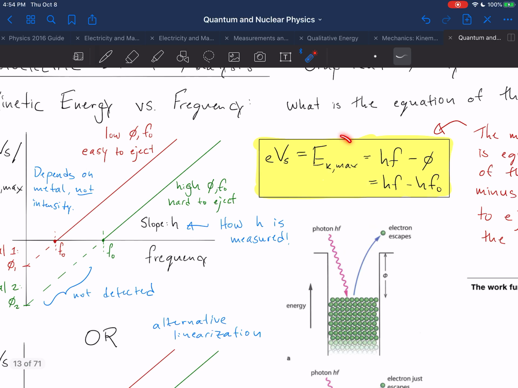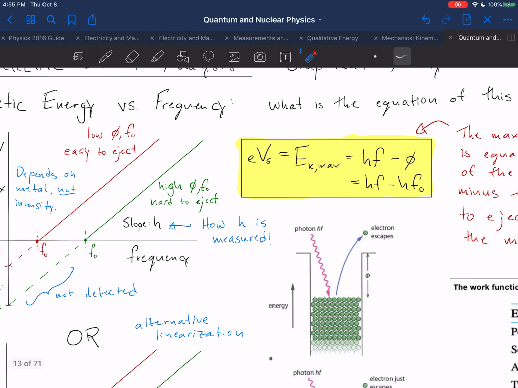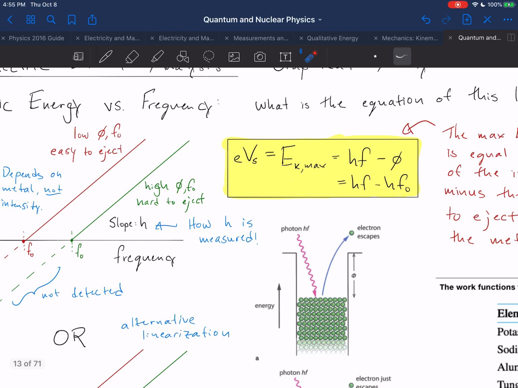In particular, the maximum kinetic energy of that electron is equal to the energy of the photon that strikes the electron to begin with, minus the work function, otherwise known as the energy required to eject the electron. Another way of looking at it is that the kinetic energy of the electron that escapes, that is emitted, is just equal to the difference between the incoming energy and the energy required to escape the metal itself, the work function.